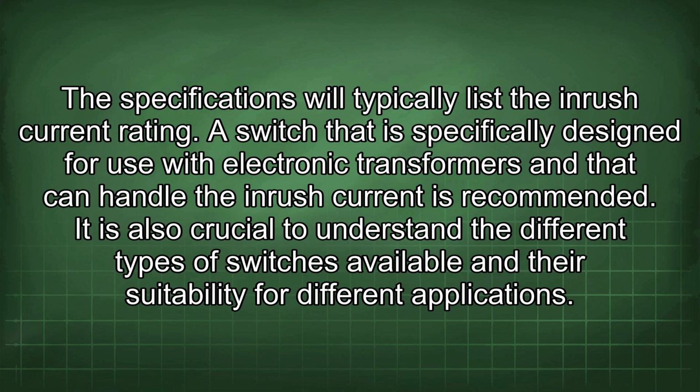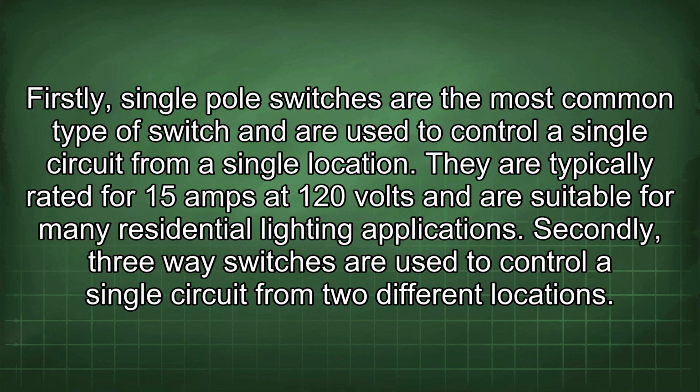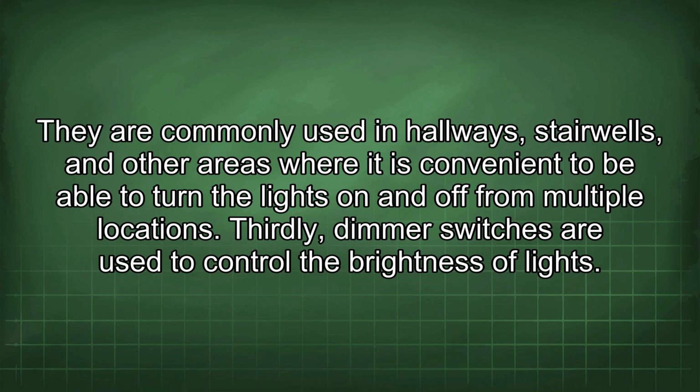It is also crucial to understand the different types of switches available and their suitability for different applications. Firstly, single-pole switches are the most common type of switch and are used to control a single circuit from a single location. They are typically rated for 15 amps at 120 volts and are suitable for many residential lighting applications. Secondly, three-way switches are used to control a single circuit from two different locations. They are commonly used in hallways, stairwells, and other areas where it is convenient to be able to turn the lights on and off from multiple locations.